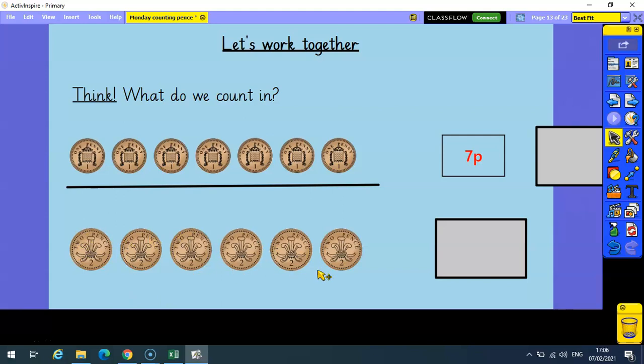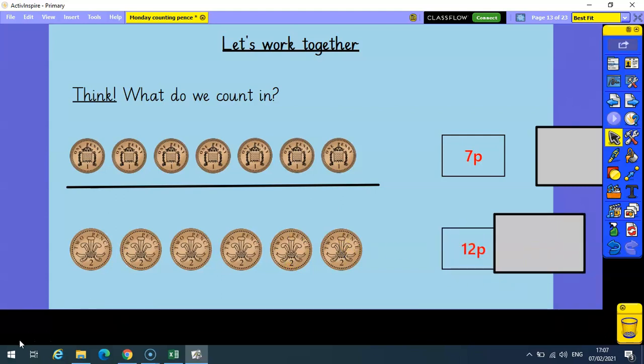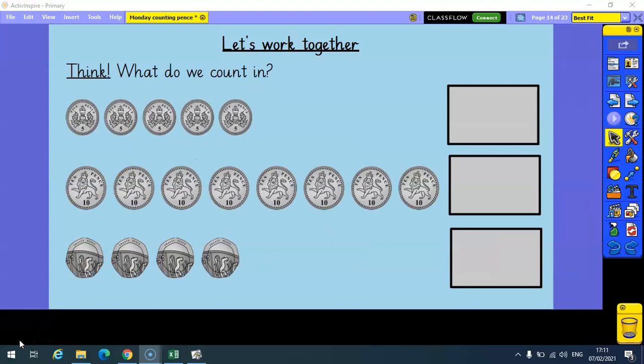When I'm counting in 2p's, what do I count in? What would help me count these 2p coins? Aha! That's right, we count in 2s. Because these aren't worth 1. We can't say 1, 2, 3. These are worth 2. So we need to count in 2s. Can you help me? 2, 4, 6, 8, 10, 12. 12p.